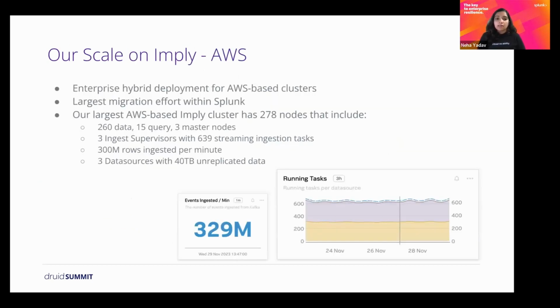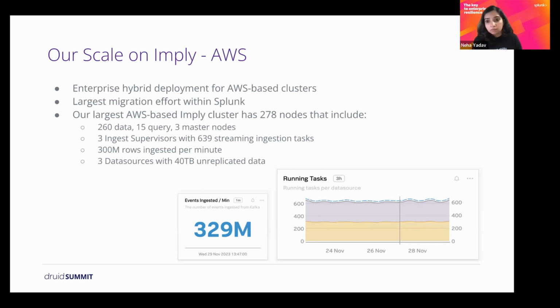Let's talk about our scale on Imply. For our AWS clusters, we all know that Imply offers enterprise hybrid deployment for AWS-based clusters. Since we migrated 17 production clusters, this was one of our largest migration efforts within Splunk. Our largest AWS cluster consists of a little less than 300 nodes. Those nodes include 260 data nodes, 15 query nodes, and 3 master nodes.